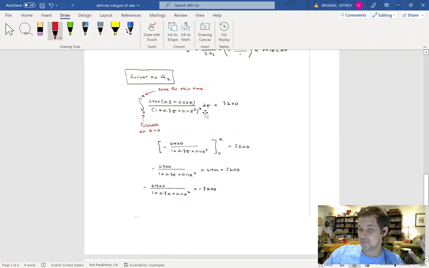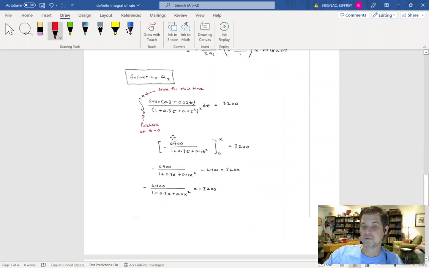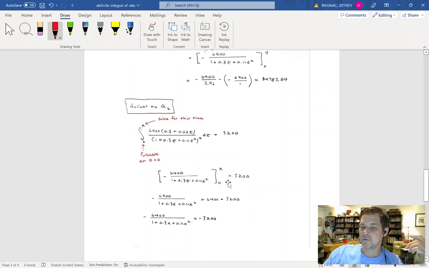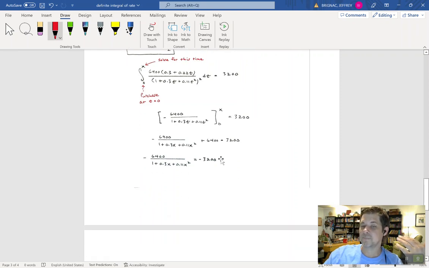I will have to work this integral, which I could do how I would solve any definite integral. I would find the antiderivative, which is what you see here. It's the same antiderivative we used to answer the first part. I put in this upper bound x, this unknown number. And it looks like negative 6400 over 1 plus 0.3x plus 0.11x squared. And then I subtract, and I put in 0, and that turns out to be subtracting negative 6400, and that's equal to 3200. Then I want to solve this equation. All that answering that second question amounts to is solving this for x.